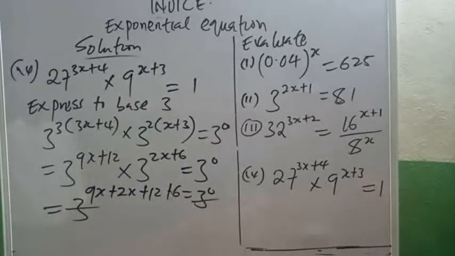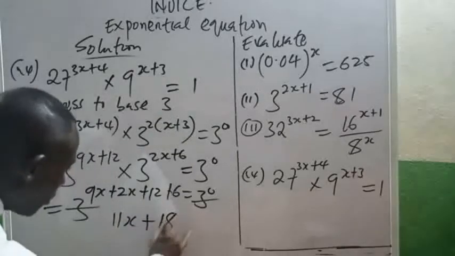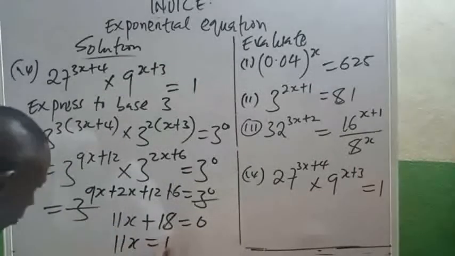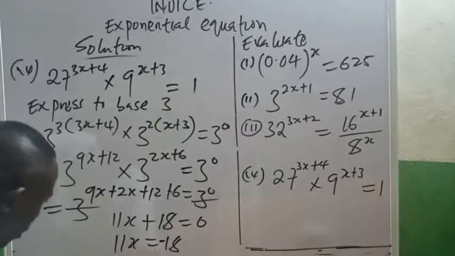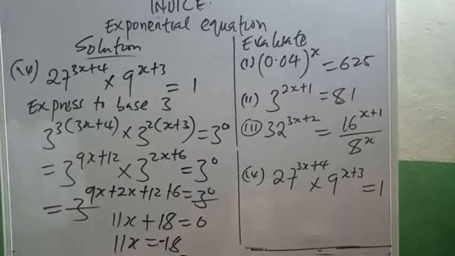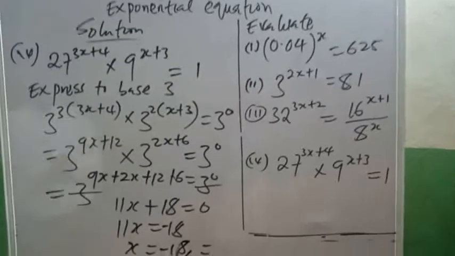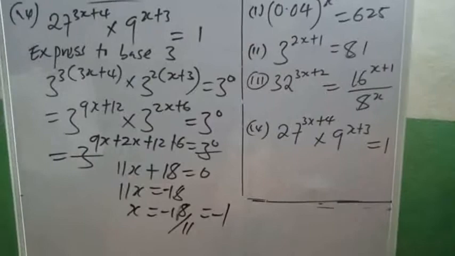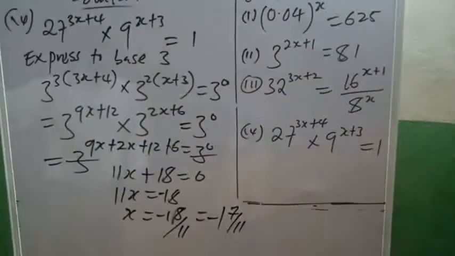9x plus 2x is equal to what? 11x, plus 18 is equal to 0. So take 18 to the other side. 18 is 12 plus 6. Now I have 11x is equal to 0 minus 18. x is equal to minus 18 over 11, and that will be equal to minus 1 7 over 11.